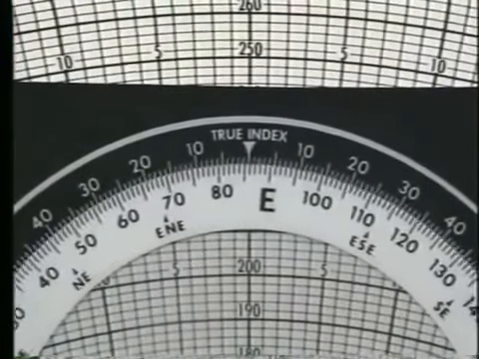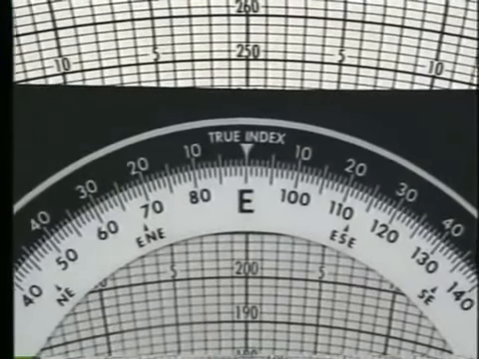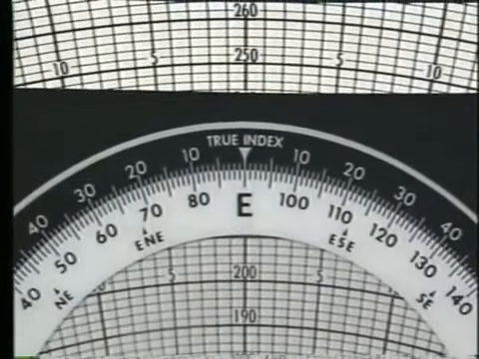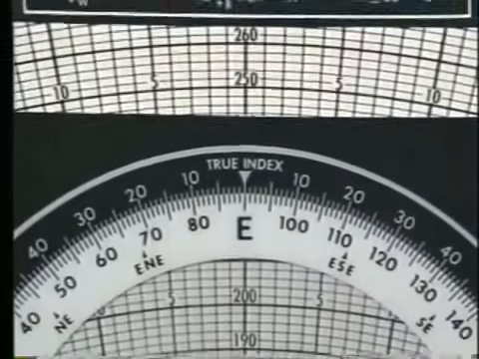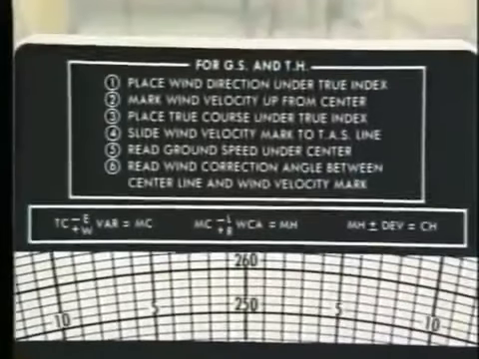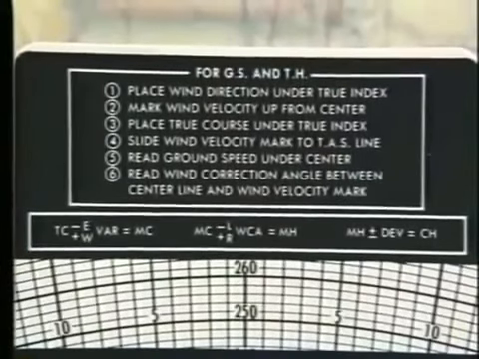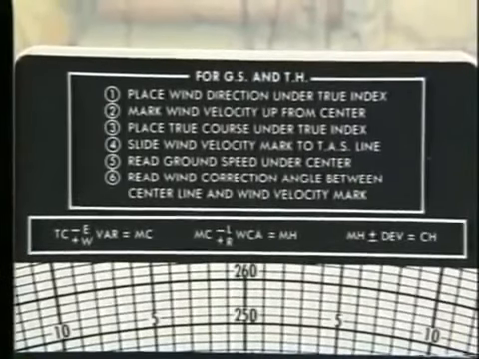The center line printed on the grid can represent any direction by just rotating the azimuth so the desired degrees are aligned under the index. At the top of the grid are easy-to-follow instructions on how to find ground speed and true heading.